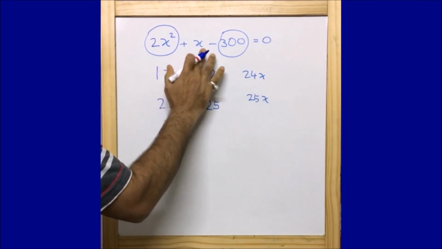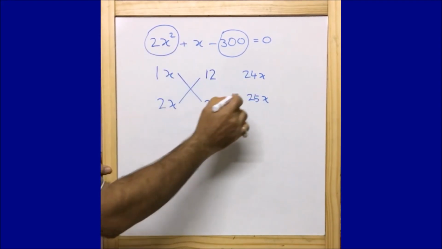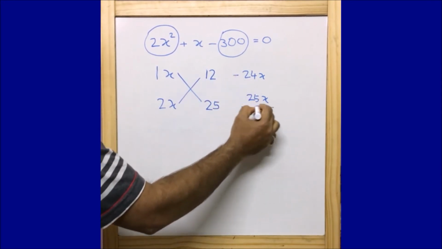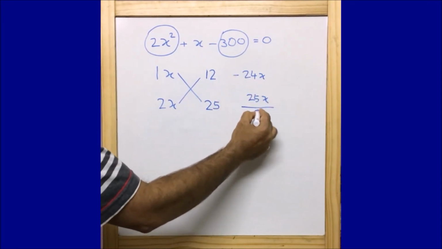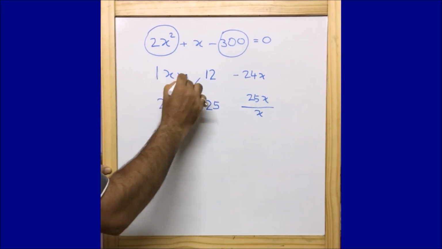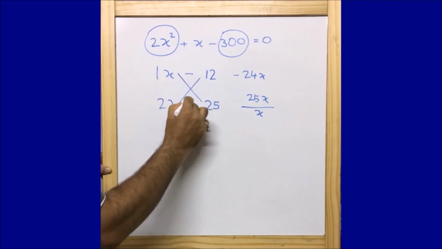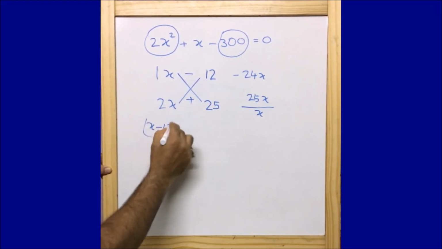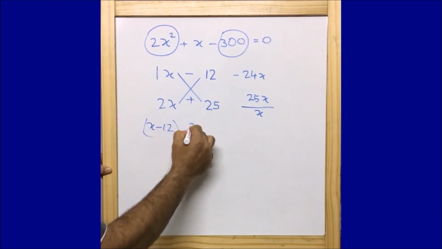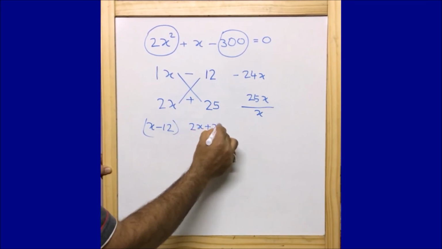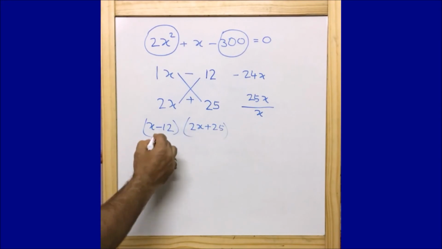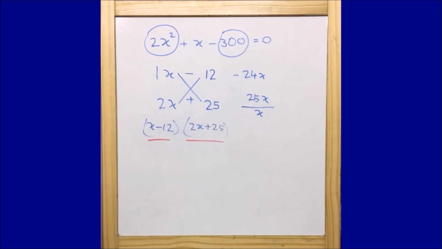But guys, here our value is plus x, so that means 24x will be negative and this one will be positive. So minus 24x plus 25x is nothing but x. So here my symbol will be minus and my symbol here will be plus. So the two factors are x minus 12 and 2x plus 25. Don't you feel that this is easy? So the two factors are x minus 12 and 2x plus 25.